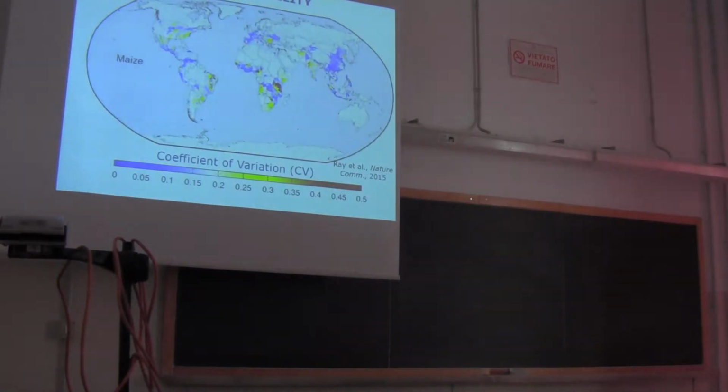So if we look at the yield variability, it's still relatively high. Here you see a map for maize. You see the coefficient of variation of maize yields across the world. Anything that is yellow reddish, you have more than 30% of standard deviation with respect to the mean. So it's a large variability.